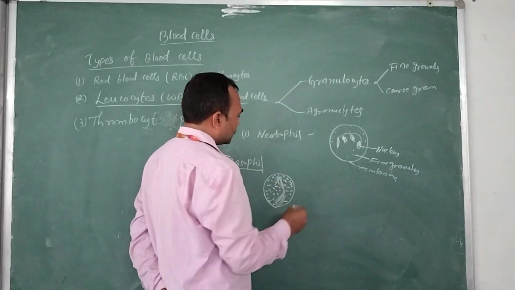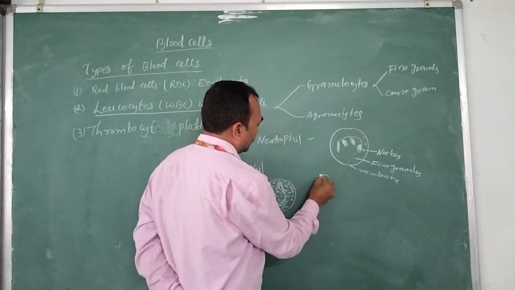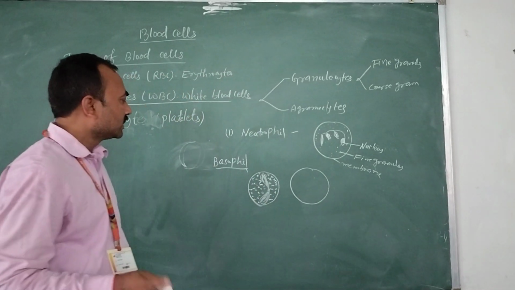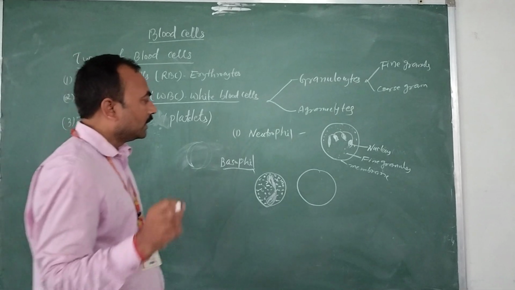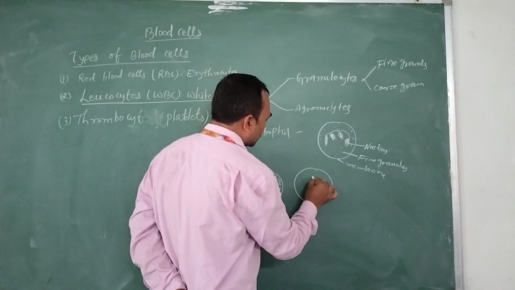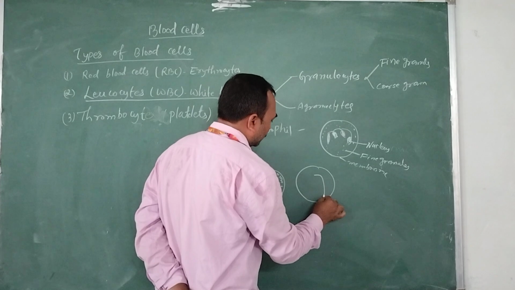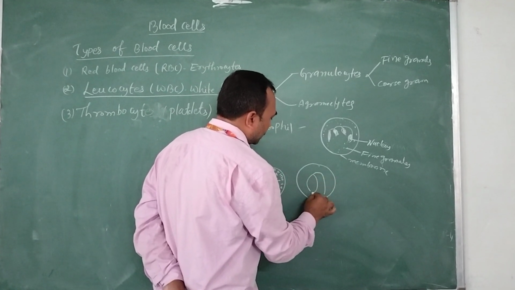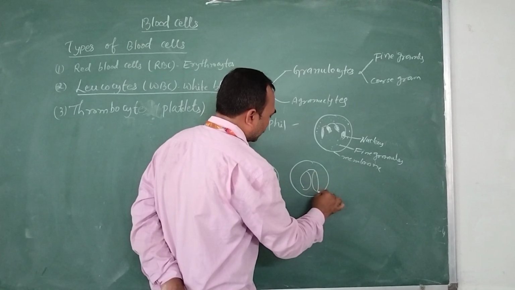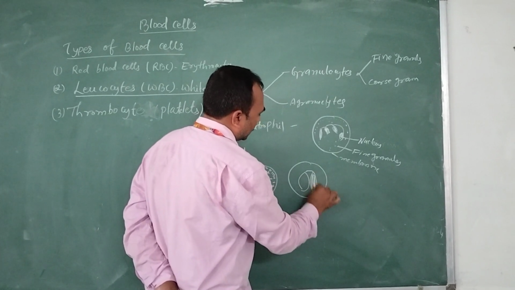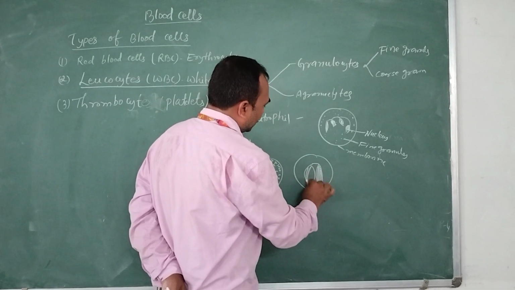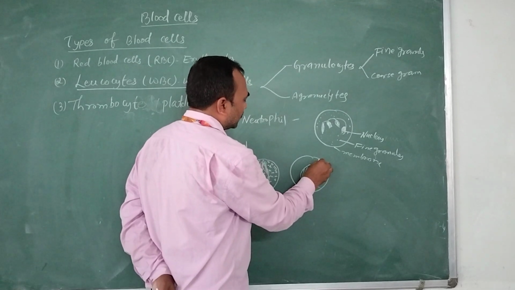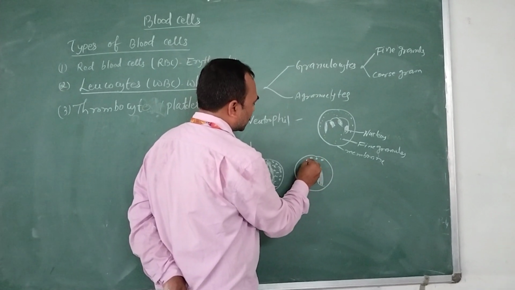Another one among the granulocytes is the eosinophil. The eosinophil mostly presents as bilobed. Bilobed means their nucleus is divided into 2 lobes, and those lobes are inside the cytoplasm, and they also have coarse granules.